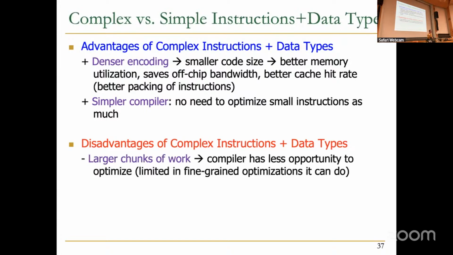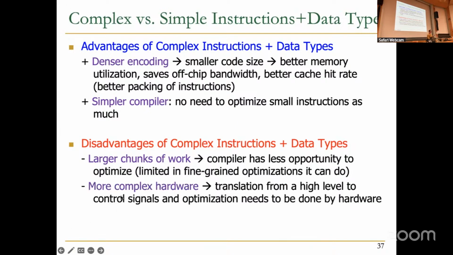You get larger chunks of work. And as a result, the compiler has less opportunity to optimize with complex instructions. But if you also provide the fine-grained instructions like NOT, XOR, multiply, etc., maybe the compiler can choose the best of both worlds. Now the compiler is not as simple anymore, though. Okay, and clearly you get more complex hardware because you need to translate from a high level to control signals, and the optimization needs to be done by hardware. Okay, so this is a summary essentially.